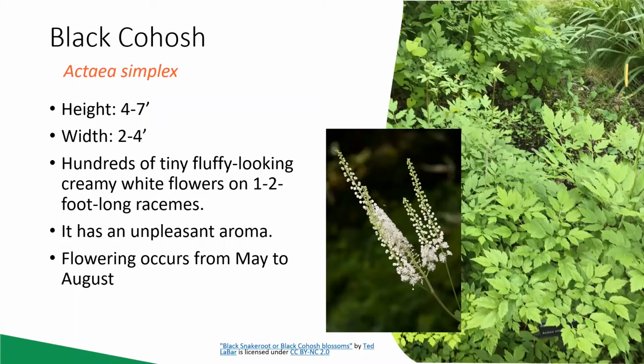Black cohosh is another perennial native to North America. It prefers moisture retentive soils, maybe a bit slow to get established, but it does have these fluffy looking creamy white flowers. The plant does add an aspect of vertical accent to the back of the border, and you can use this in a shady cottage garden or a woodland setting. The flowers do appear from May to August.